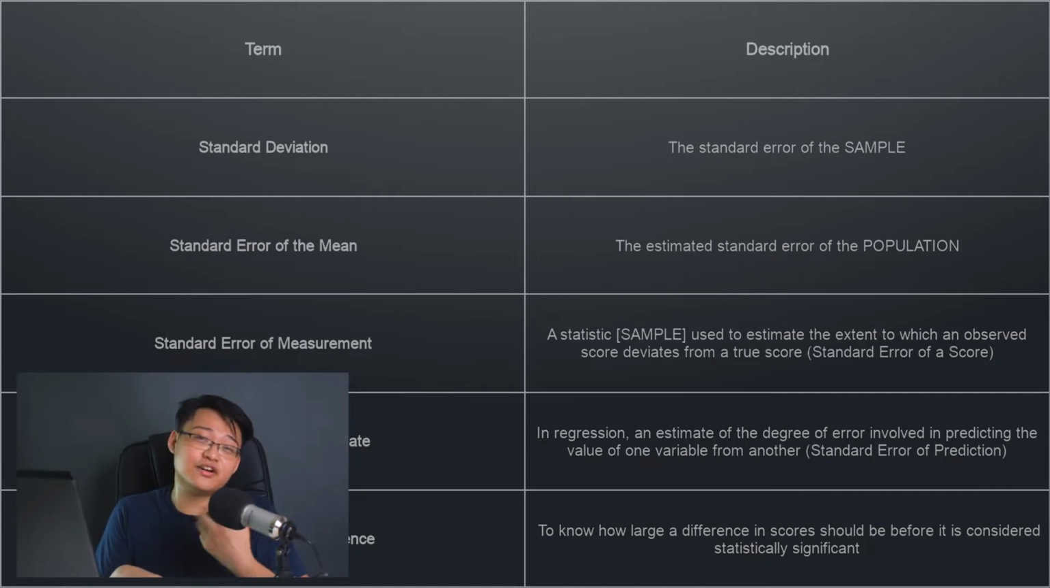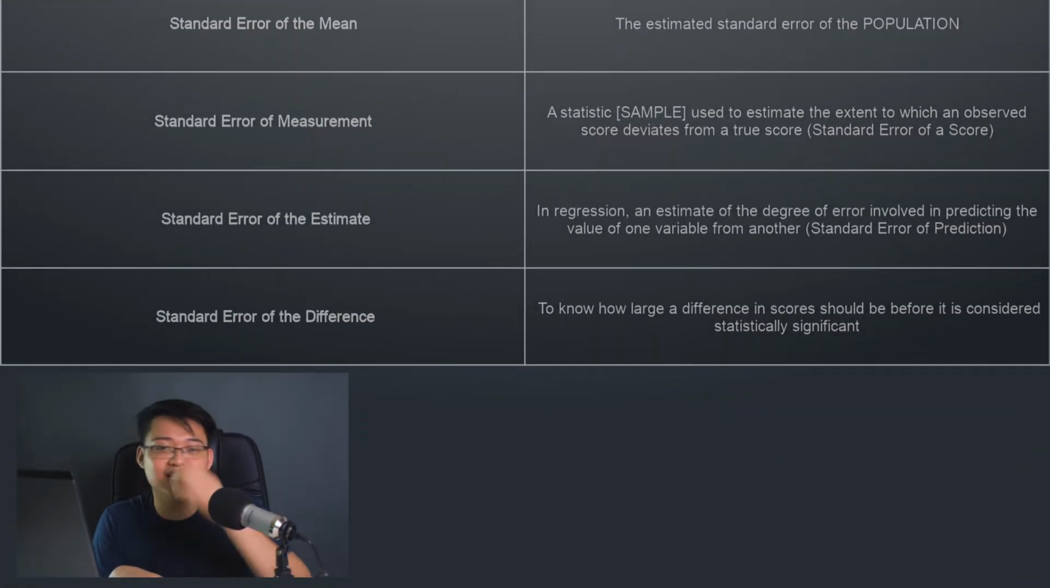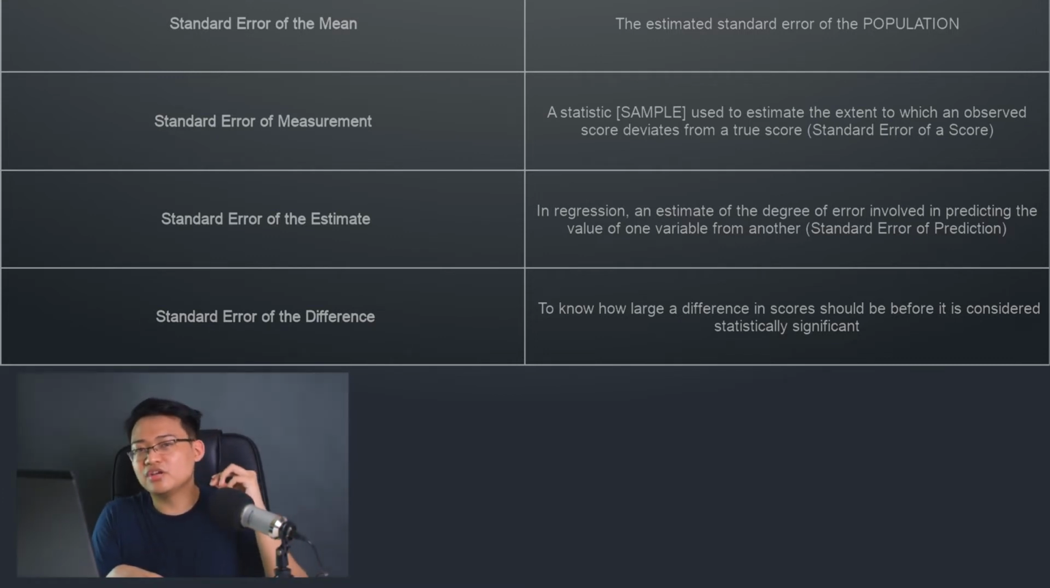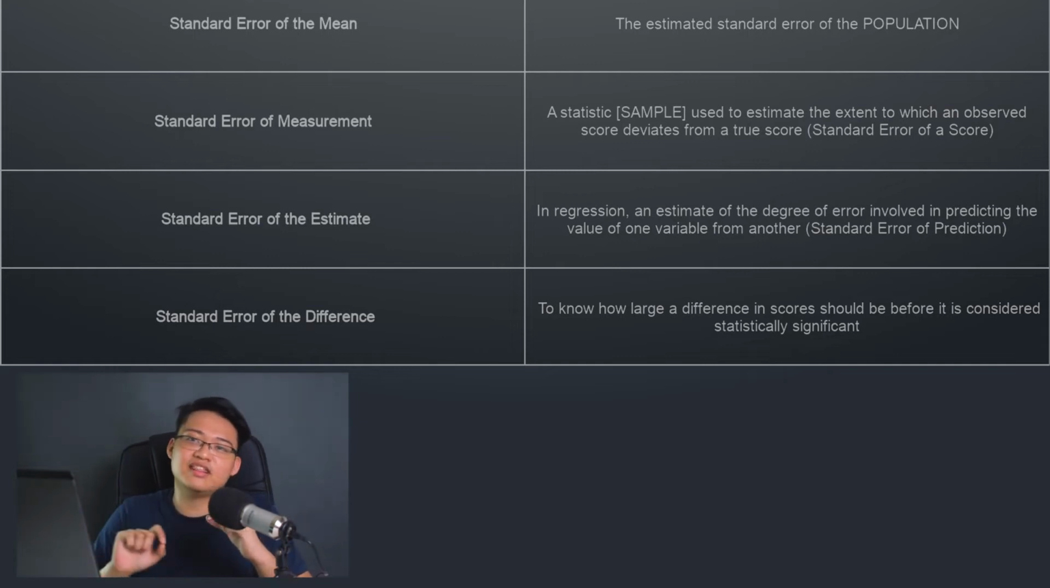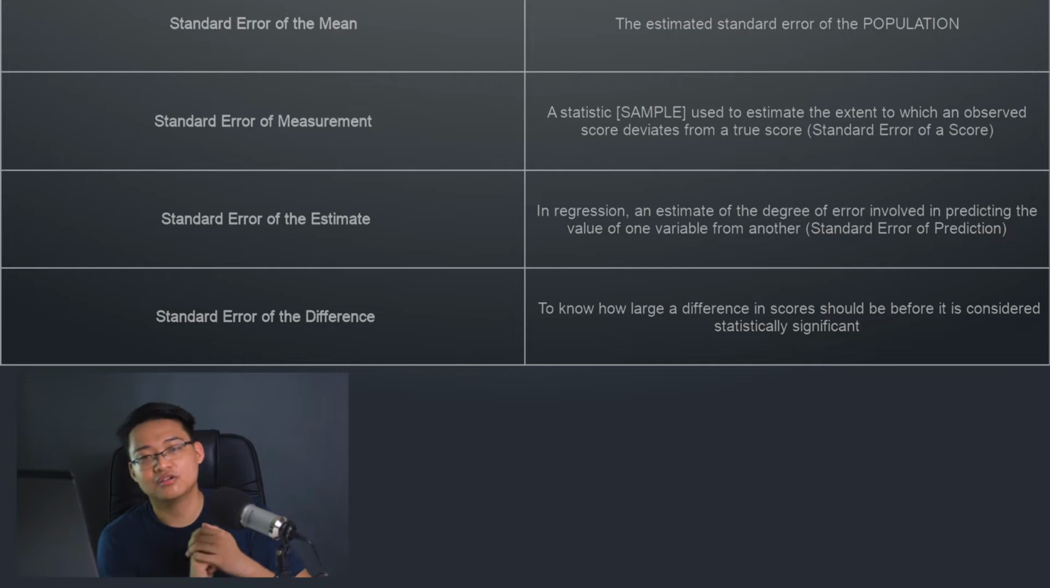Another one is the standard error of measurement. Sinabi ko na yun kanina. That's the extent to which an observed score deviates from a true score. Yan yung measure of imprecision mo. Standard error of the estimate. This is usually in regression analysis where you identify the relationship between the variables x and y. And then, syempre, you are trying to make a prediction. And then that error in prediction, that's what we call standard error of the estimate. So that's also what we call a standard error of prediction.